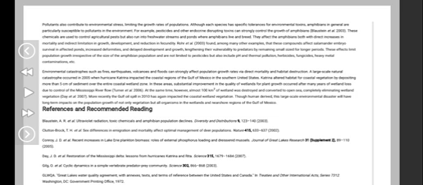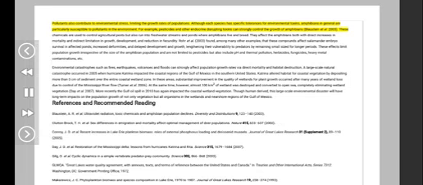Pollutants also contribute to environmental stress, limiting the growth rates of populations. Although each species has specific tolerances for environmental toxins, amphibians in general are particularly susceptible to pollutants in the environment. For example, pesticides and other endocrine-disrupting toxins can strongly control the growth of amphibians, Blaustein et al. 2003. These chemicals are used to control agricultural pests but also run into freshwater streams and ponds where amphibians live and breed. They affect the amphibians both with direct increases in mortality and indirect limitation in growth, development, and reduction in fecundity. Rohr et al.